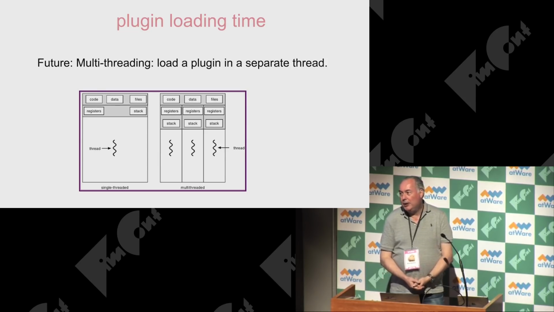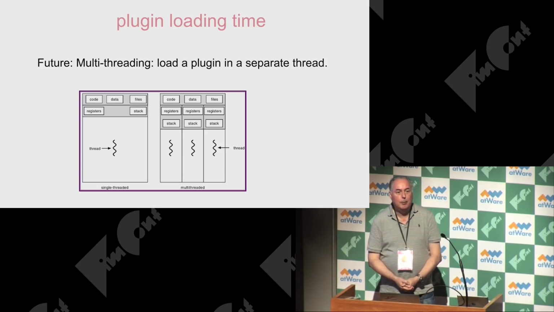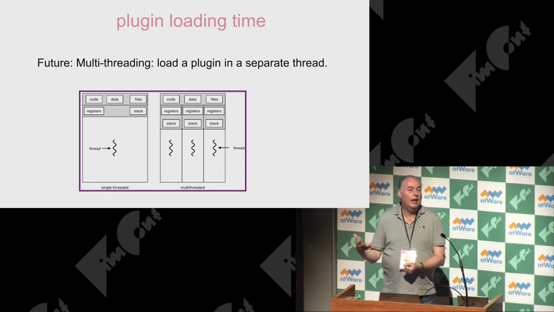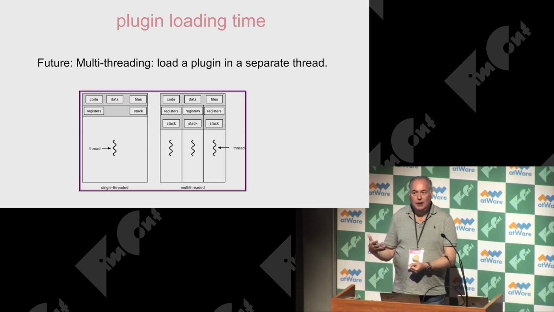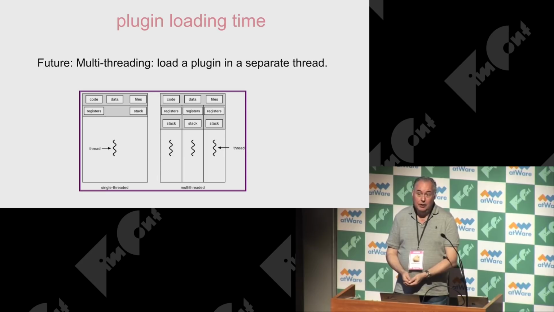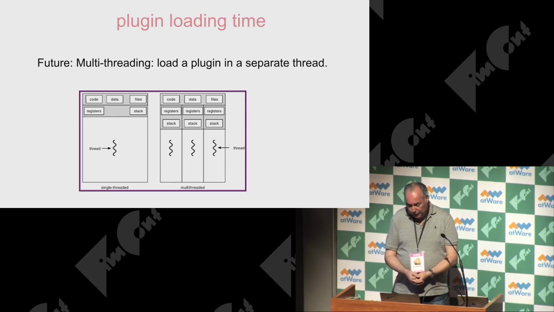Another way that has been suggested is to load a plugin in a separate thread. So while the main thread is doing its thing, you would load the plugin in the background, basically, in a thread, and it would not slow down the main thread. Well, hopefully you have a processor with multiple cores, and then that would work. This is not easy to implement.